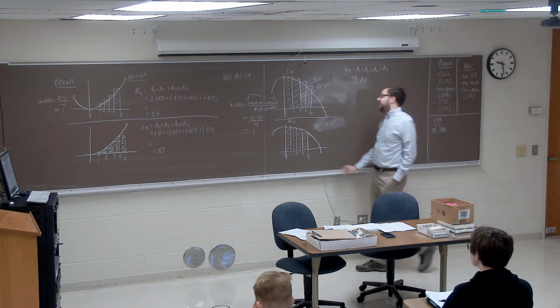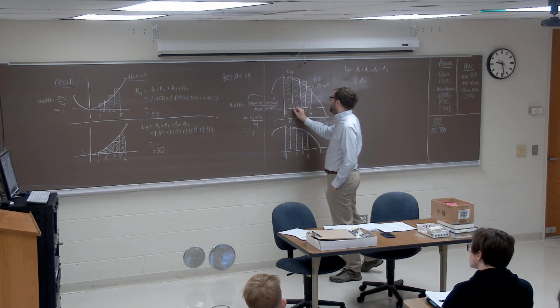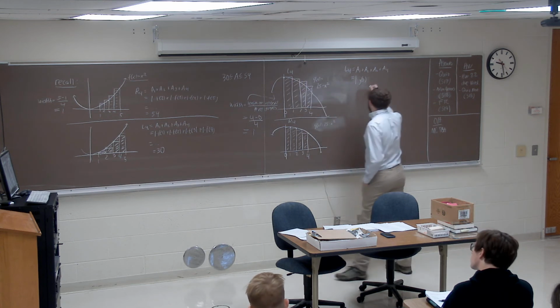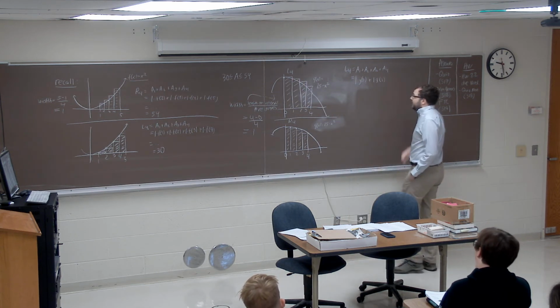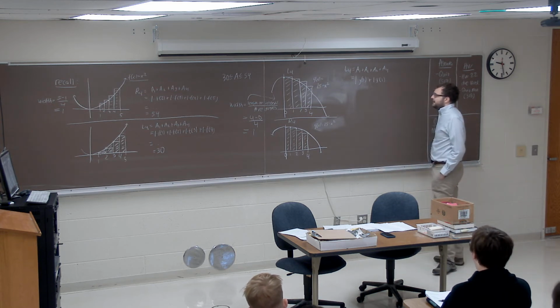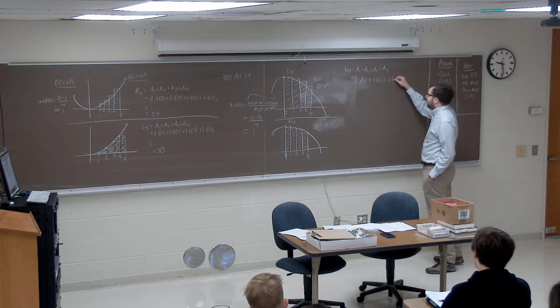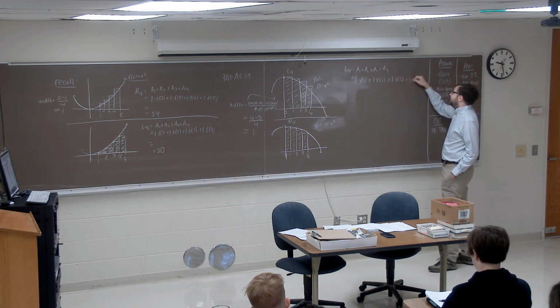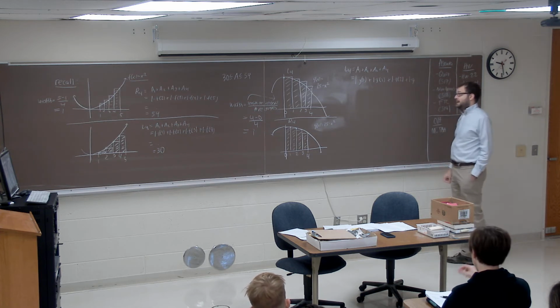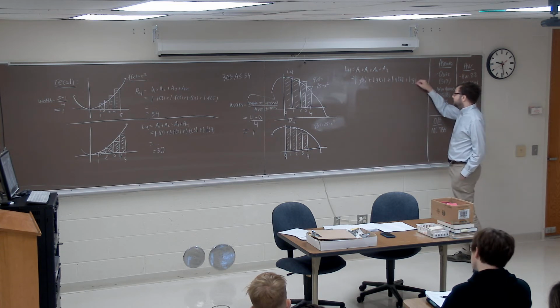Our second rectangle goes from 1 to 2. It's going to have a height of g of 1, since we're doing a left endpoint approximation. So I'll get 1 times g of 1. Then our third rectangle, with width 1, has height g of 2. And finally, our last rectangle will have a width of 1 and a height of g of 3.